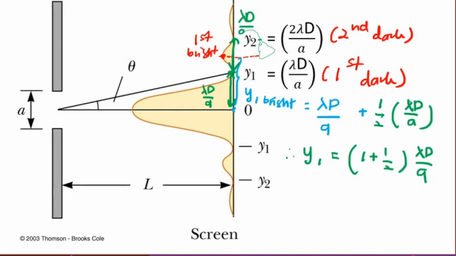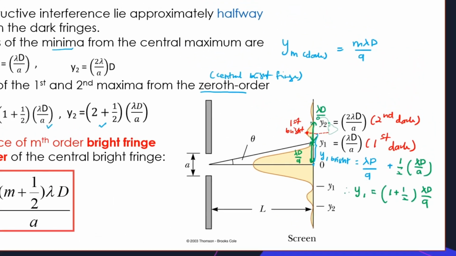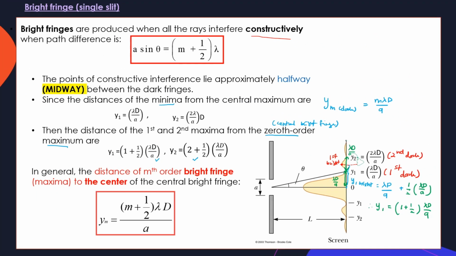And in general, the distance of the m order bright fringe to the center, meaning from 0 to the first bright fringe, or from 0 to the second bright fringe, or from 0 to the third bright fringe, we can calculate the distance between the central bright fringe and the m order bright fringe by using this equation, which is ym is equal to m plus half lambda d over a. Okay.